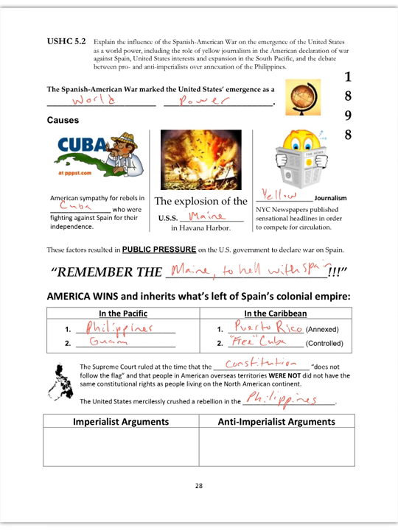So, imperialist arguments for the annexation of the Philippines. They argued Filipinos were incapable of self-government. And of course, they believed this due to the racism of the time period.